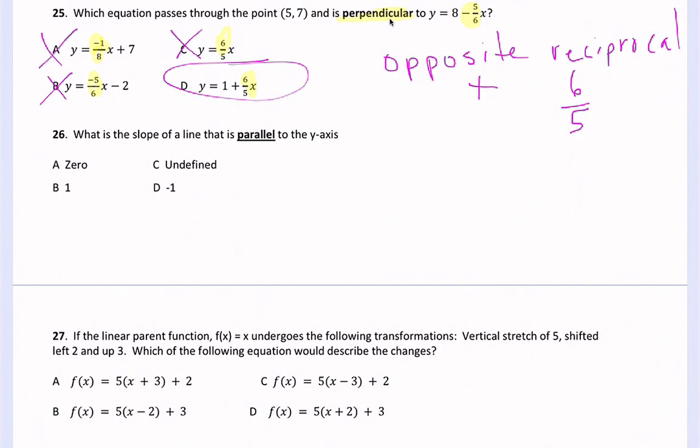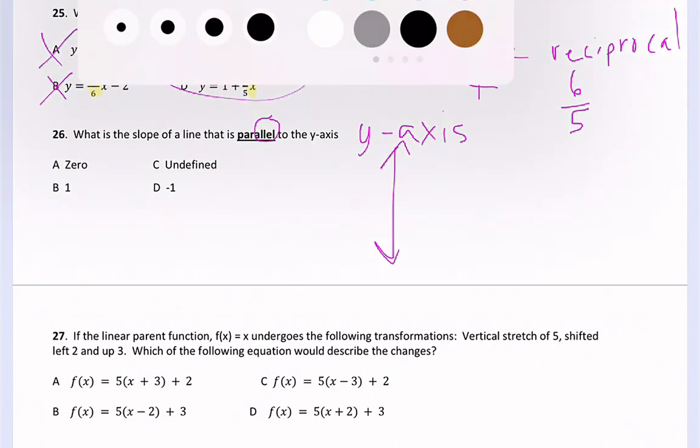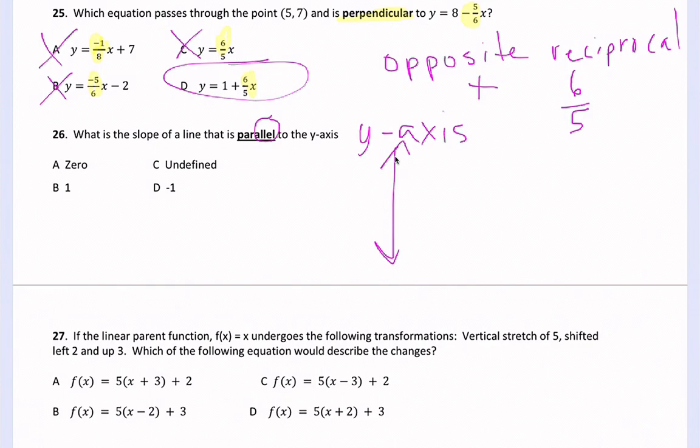Okay, on 26 it says, what is the slope of a line that is parallel? So if you forget what parallel means, remember, look in parallel. Those two L's are parallel to the y-axis. So the first thing I'm going to do is draw a picture of what the y-axis looks like. So if this is what the y-axis looks like, I'm going to draw a line that's parallel to that.